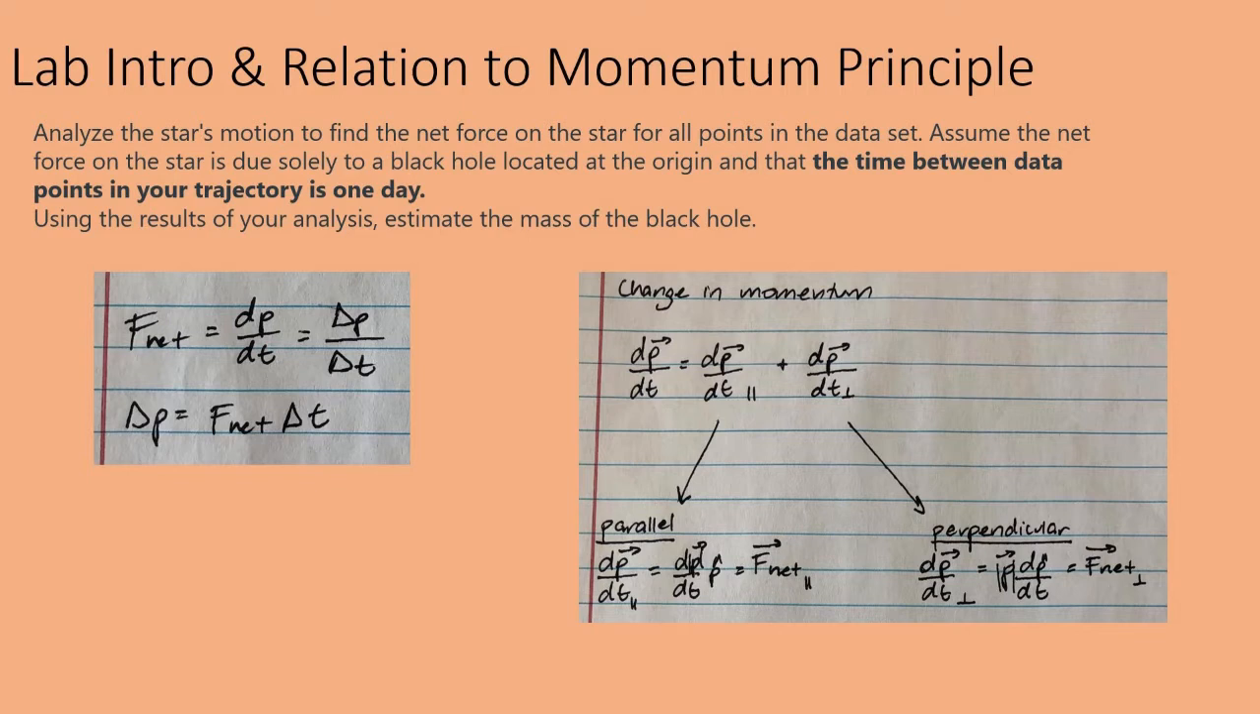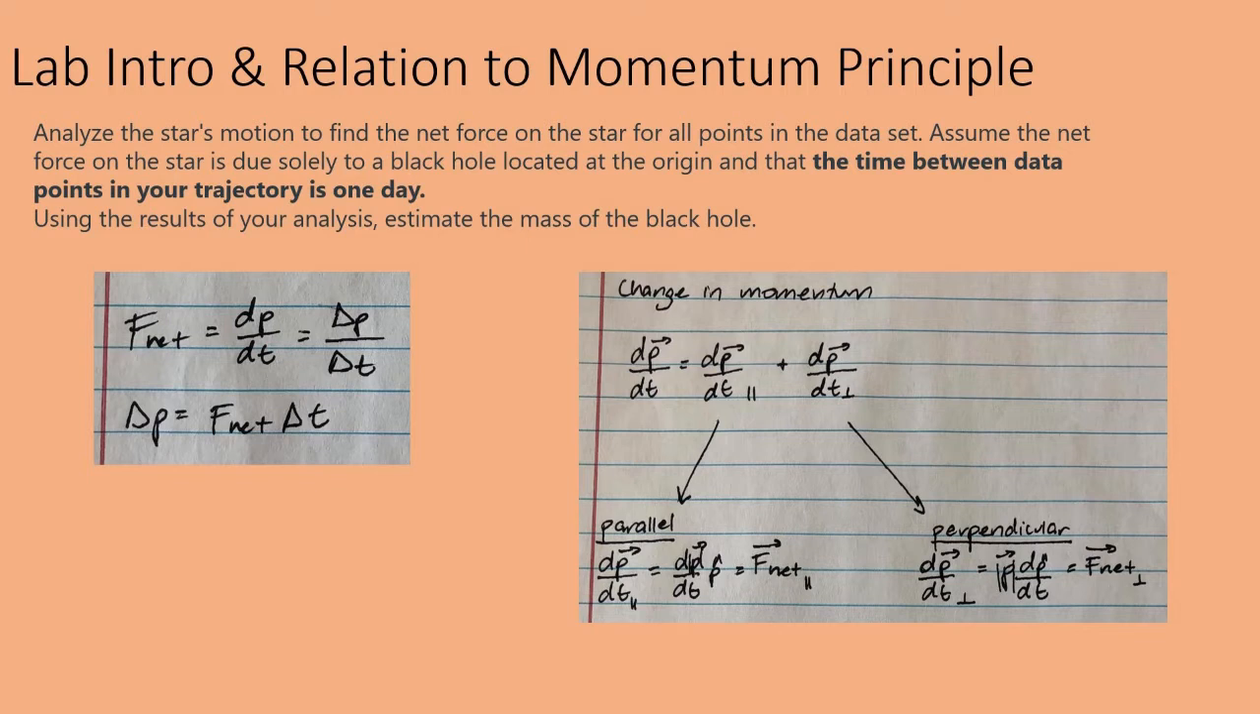So basically, we were asked to find the mass of a black hole, and in order to do that, we had to analyze the star's motion to find the net force for the star. And using this net force, we could use the gravitational equation to find the mass of the black hole. As we knew from this lab, the only force acting on the star was the force from the black hole, right? And so the net force is equal to the change in momentum.